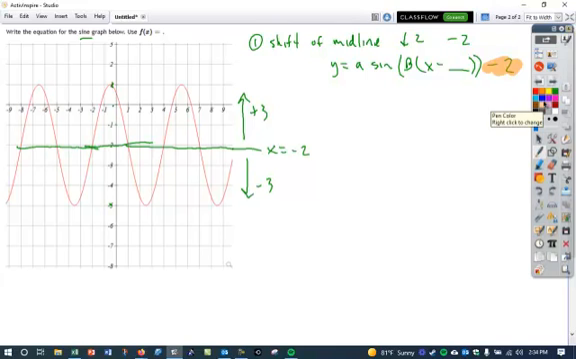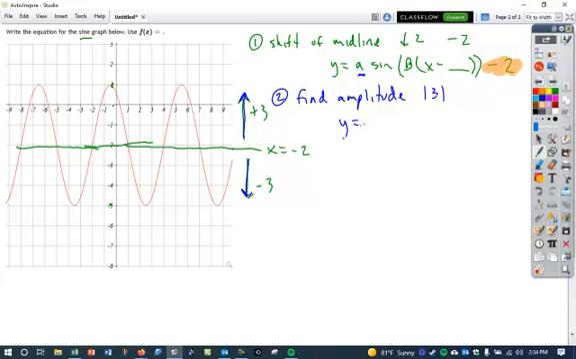Okay, so the next step is to identify or find the amplitude. And the amplitude is already identified here. It's the distance above and below the midline, and it should be the same number. You're going to take the absolute value of that. So the absolute value of 3 or negative 3 is going to be your amplitude. And amplitude is going to be this value a.